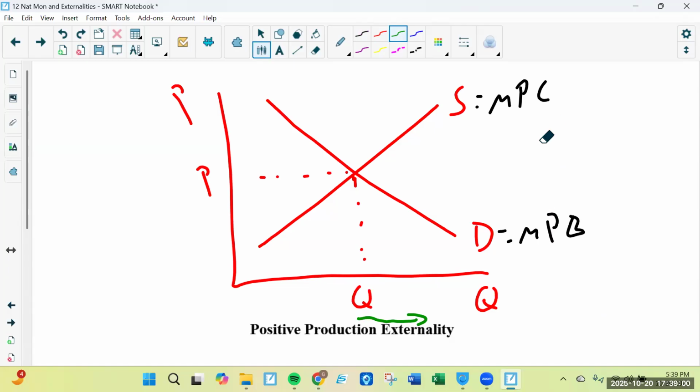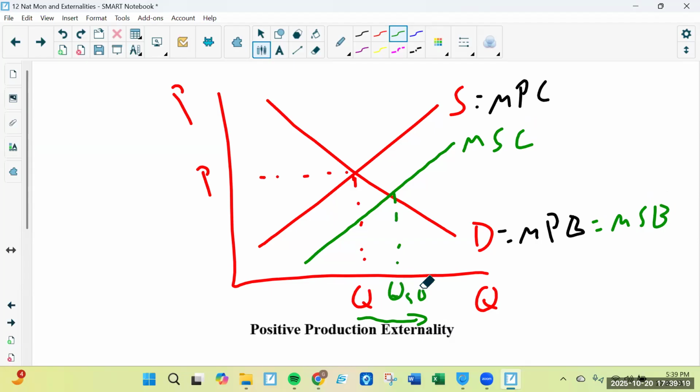Now, you checked your privates. They're both there. You're good to go. Now we can go social. This is a production externality. The supply curve is the producer, so this guy is going to shift to the left. This is going to become your marginal social cost. You can't be social by yourself, so we need marginal social benefit. This is the socially optimal quantity, right?